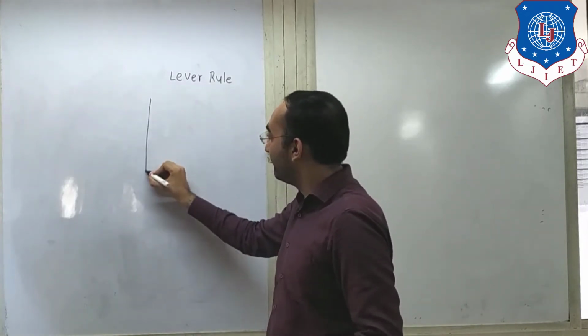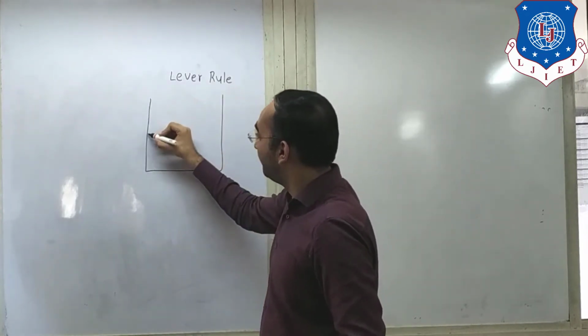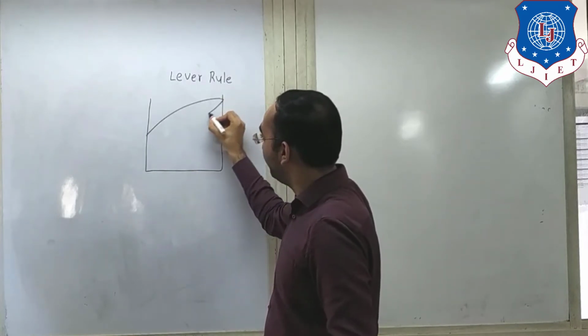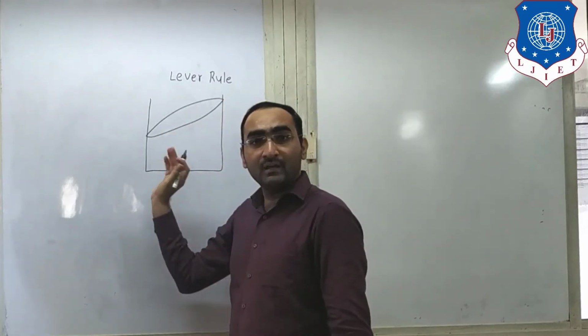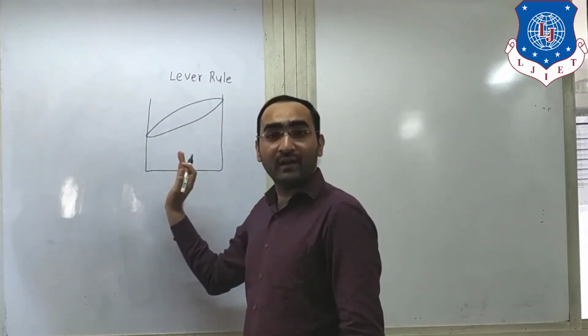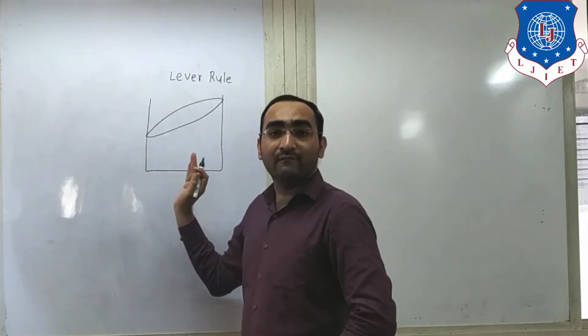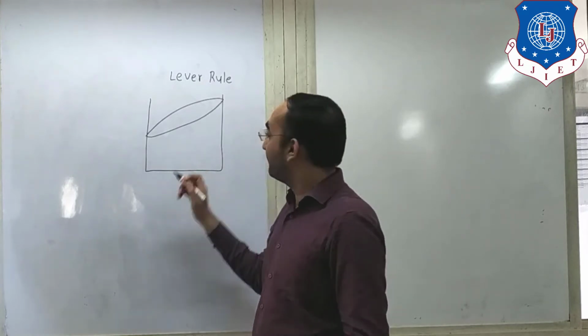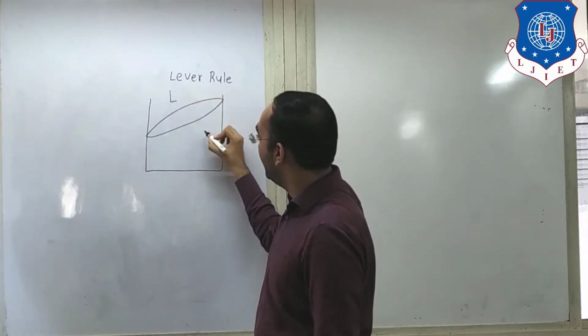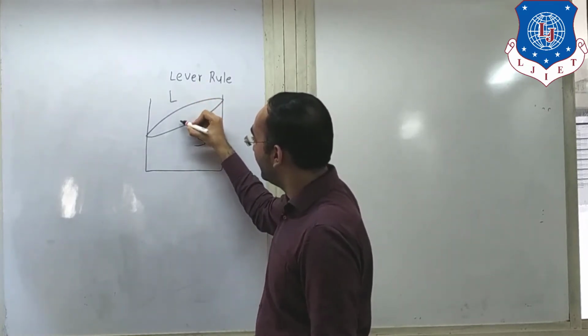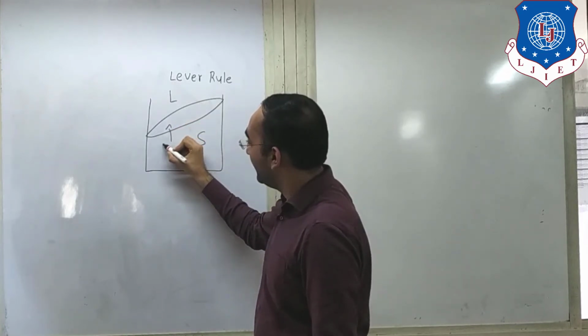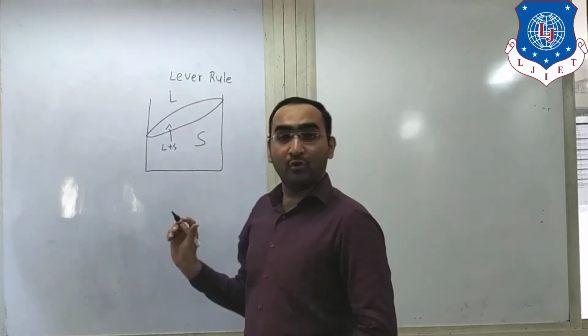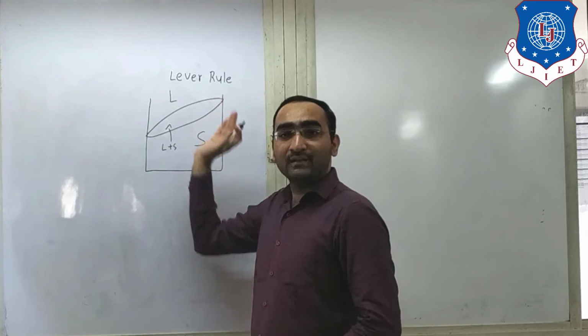We have seen one of the phase diagrams, the simple phase diagram. This was known as a binary phase diagram, which is also known as an isomorphous phase diagram. There is liquid over here, solid over here, and the region in between is liquid plus solid. So now, why are we using this lever rule?